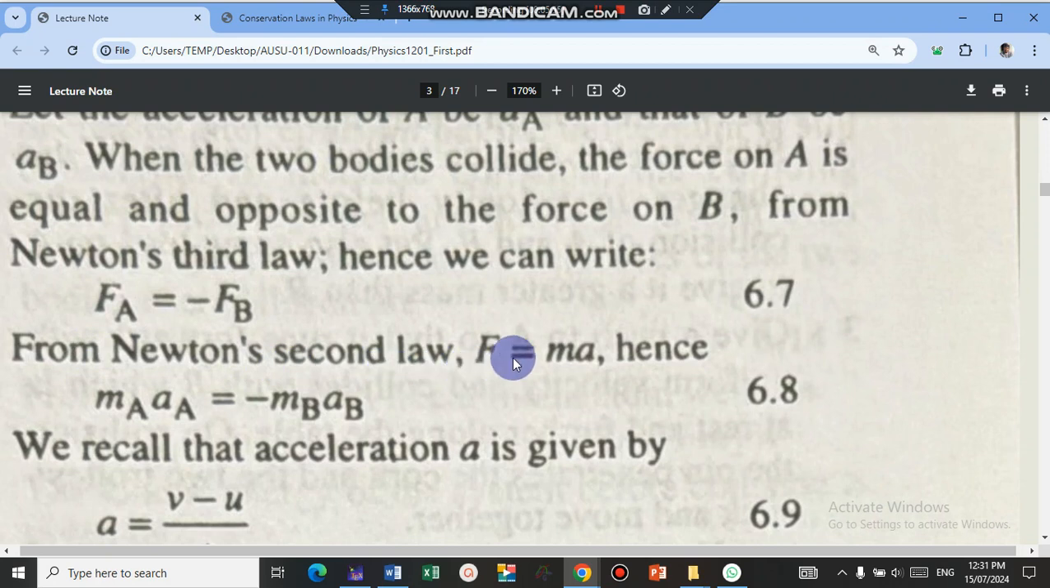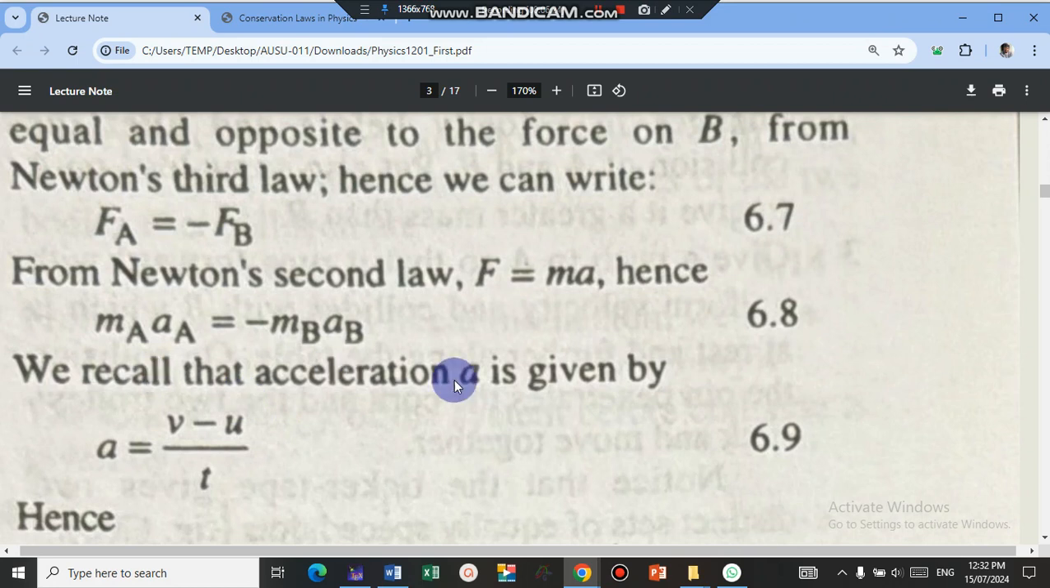From Newton's second law, we know that F is equal to ma. Hence, for body A, the force exerted by body A should be mass of body A multiplied by acceleration of body A, is equal to, then we put the negative sign, the force exerted by body B, which is mass of body B times acceleration of body B. Now we recall the definition of acceleration. We recall that acceleration is change in velocity divided by time, meaning final velocity minus initial velocity divided by time.